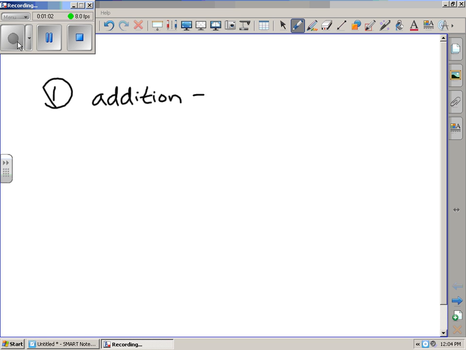And we're going to identify the inverse operation. The inverse operation of addition is subtraction. You could also say that the inverse operation of subtraction is addition. So they are opposites of each other.